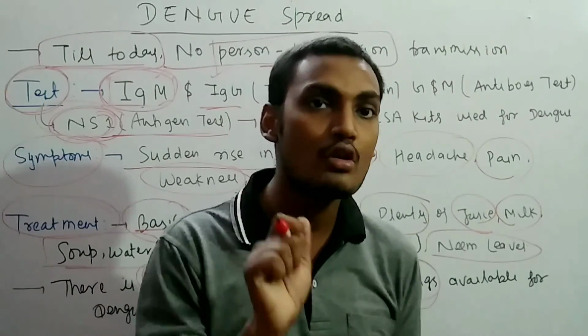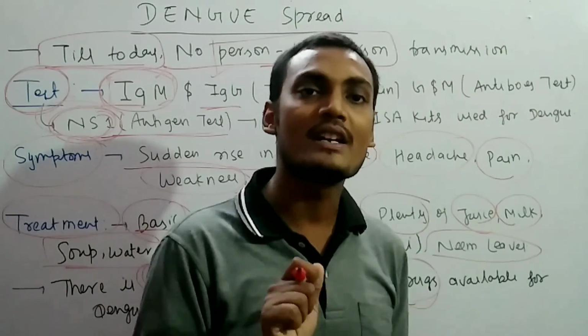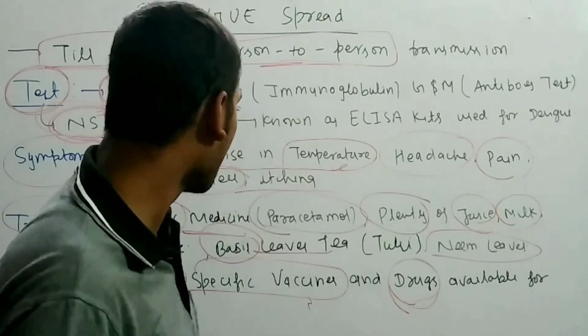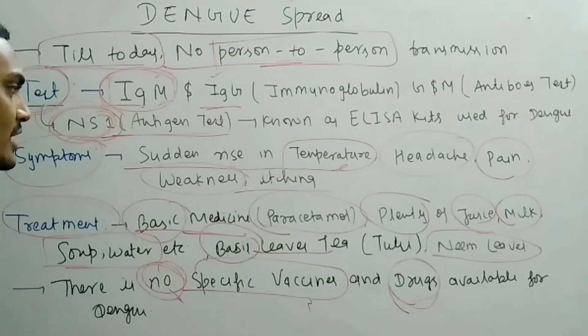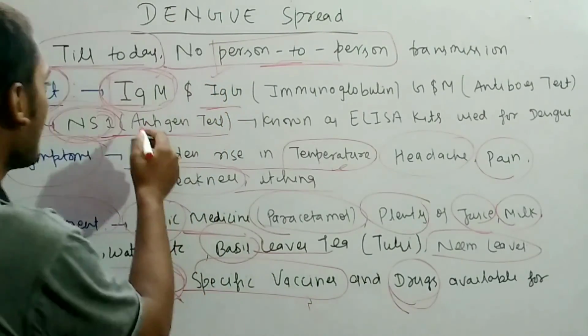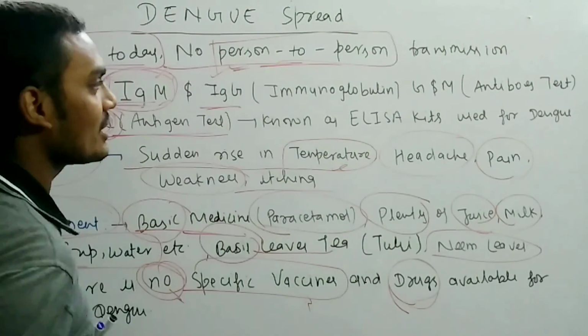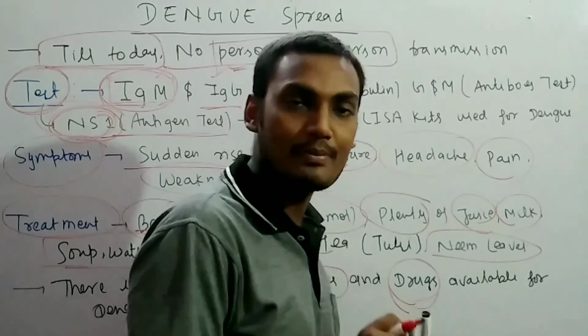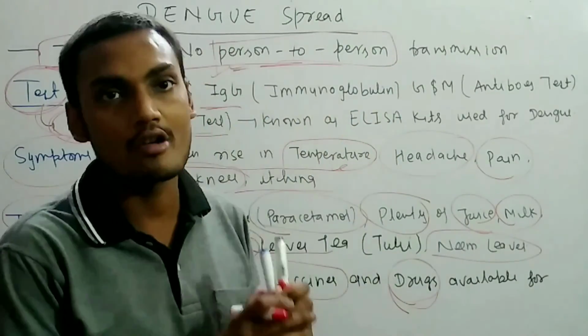For treatment, no specific vaccine and no specific drug is available for dengue. This is very important. Symptoms, according to me, will not be asked in any examination. So these are the two important points, and no person-to-person transmission takes place in dengue. So this is all about this video.